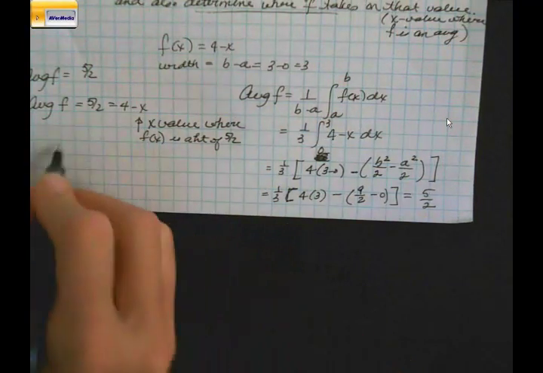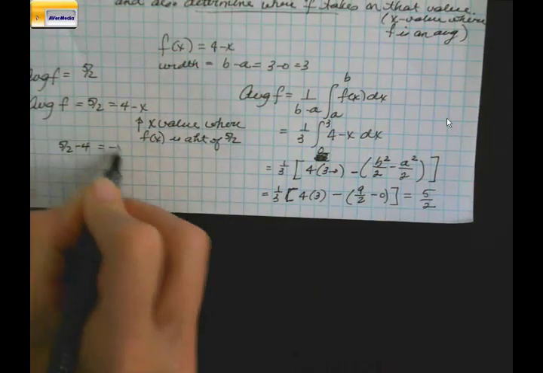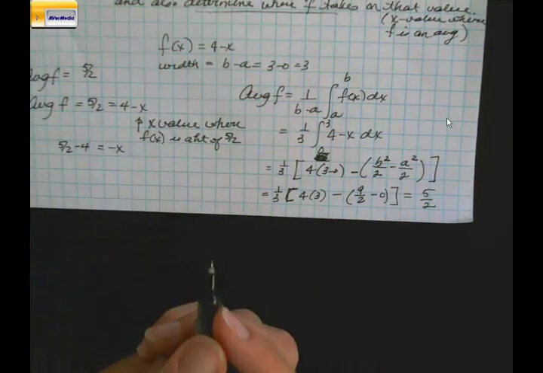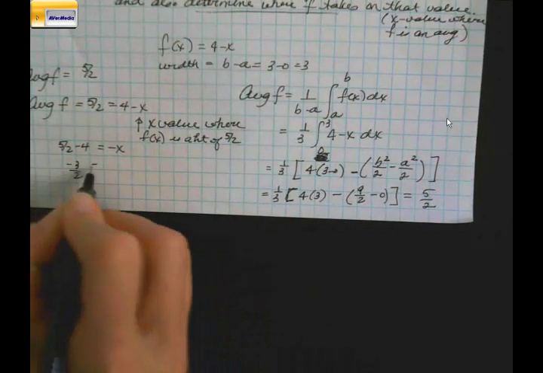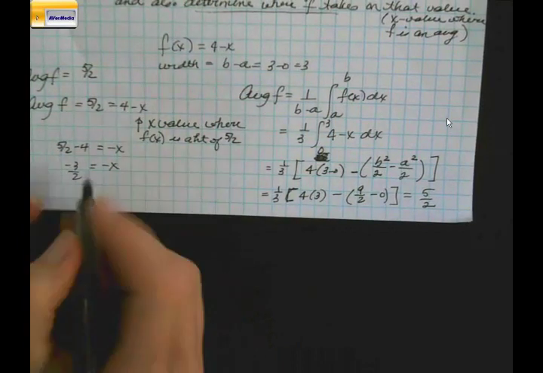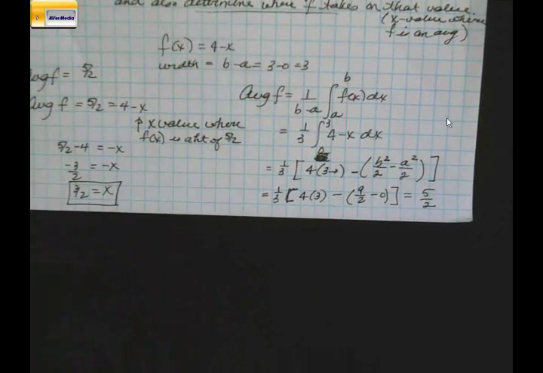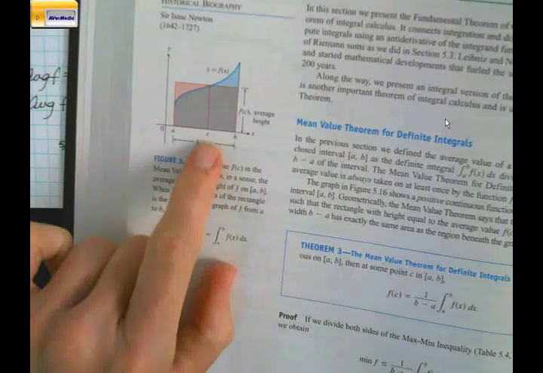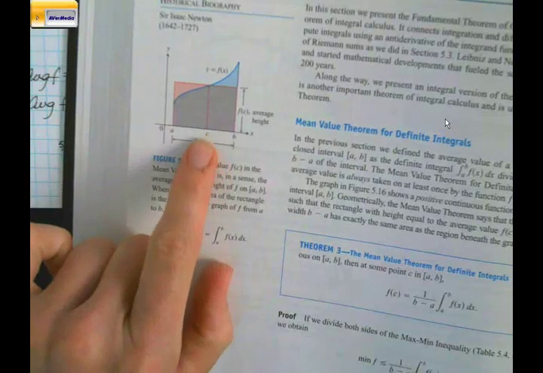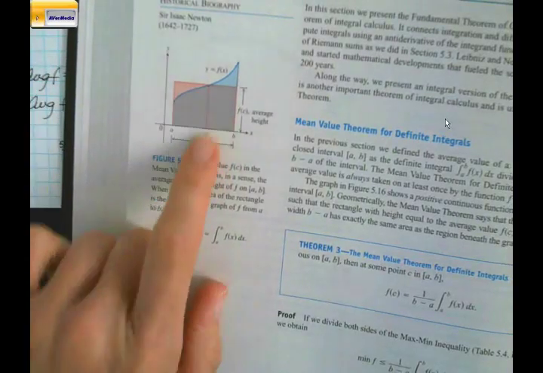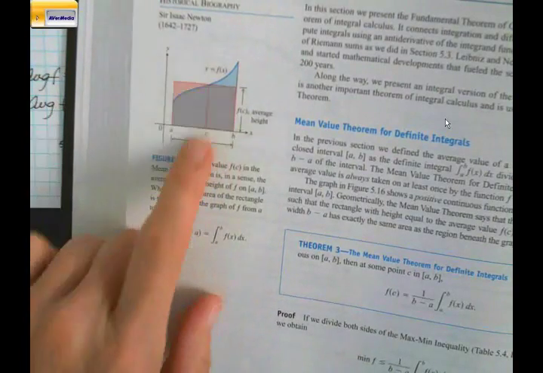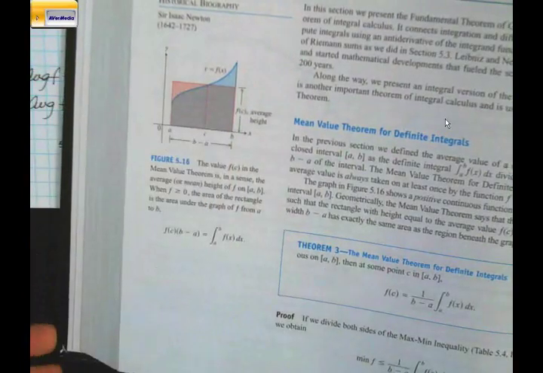So now if I subtract 4 off of each side, equaling negative x. This would be a negative 3/2 equaling a negative x, or x equaling 3/2. So that is the x value at which f has an average height of 5/2. So if we were to graph it, going back to this simple diagram, you found the x value, the c, at which the vertical value was an average. So you found the c, or the x value, at which f of x was at its average height.